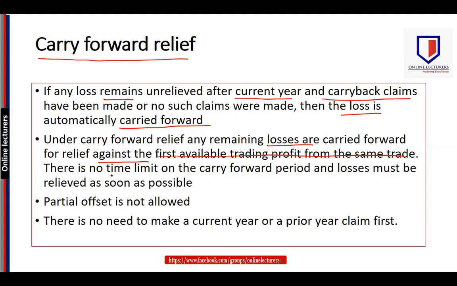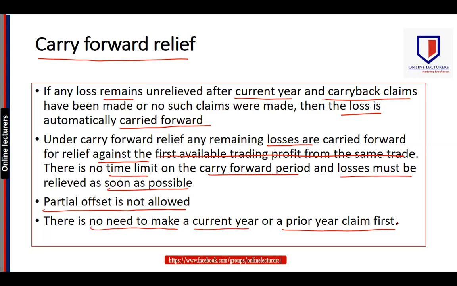And there is no time limit on the carry forward period, and losses must be relieved as soon as possible. You cannot skip a year, but you have to opt for losses as early as possible, and partial offset is not allowed. And there is no need to make a current year or a prior year claim first. It means that you can directly jump to the carry forward relief and you can offset against the next year's total profit before QCD.